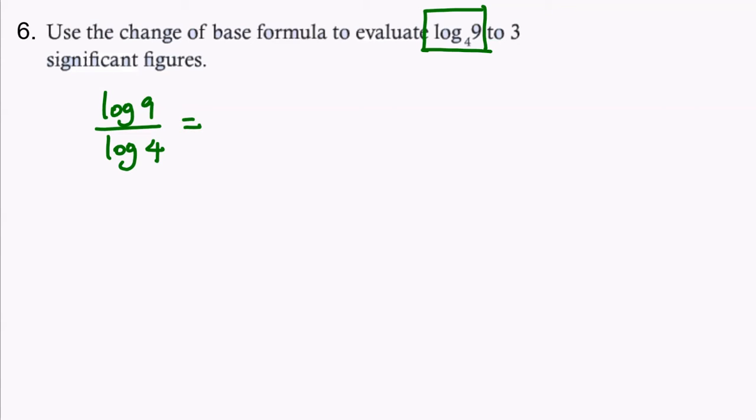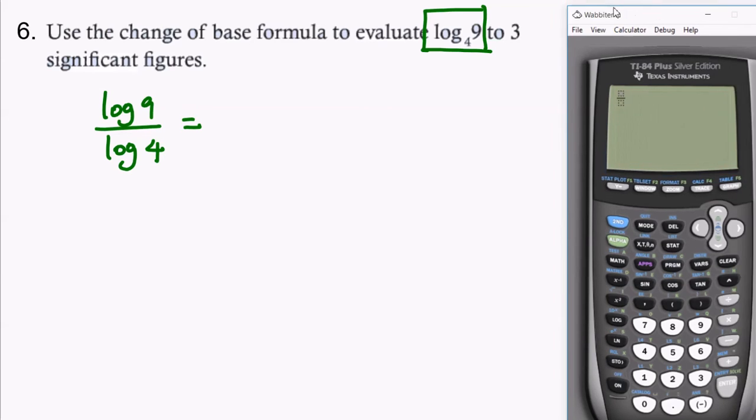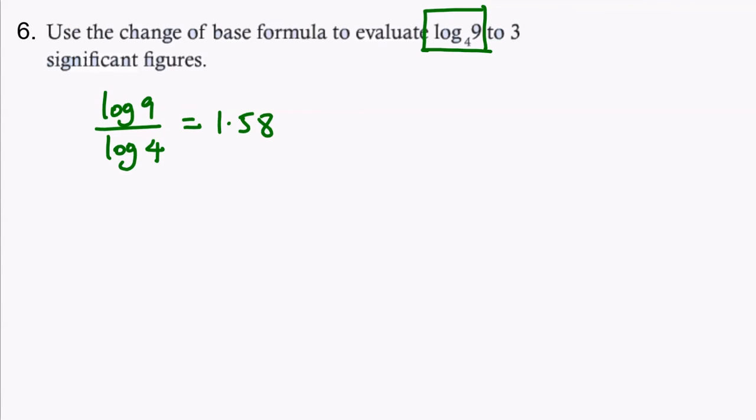All I need to do is plug this in the calculator, and I should be able to get my answer. If you go on your calculator, just plug in, and I may have to use the fraction button. Log 9 over log 4, and my answer is 1.58. So I'll have 1.58 as my answer.